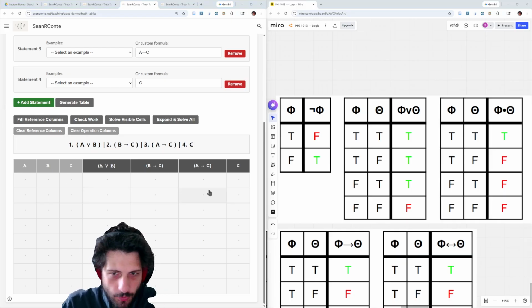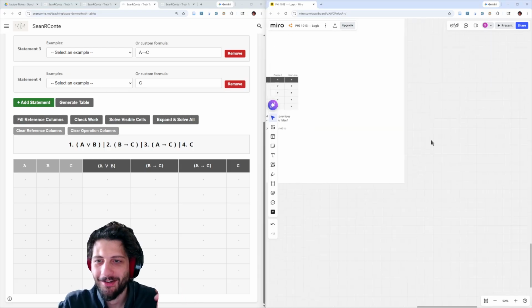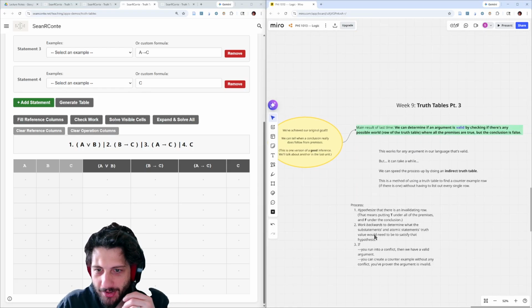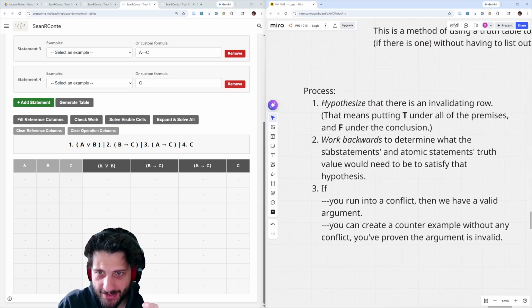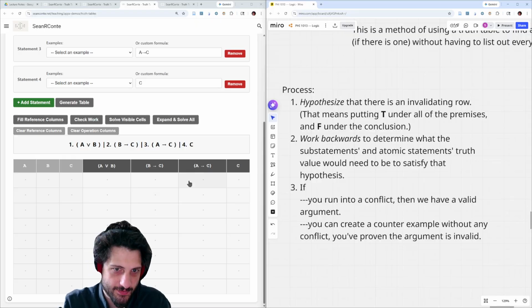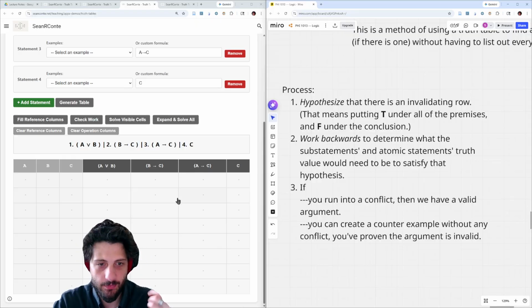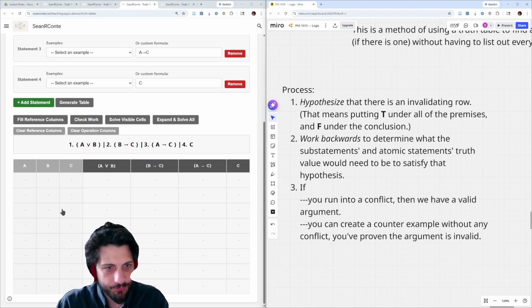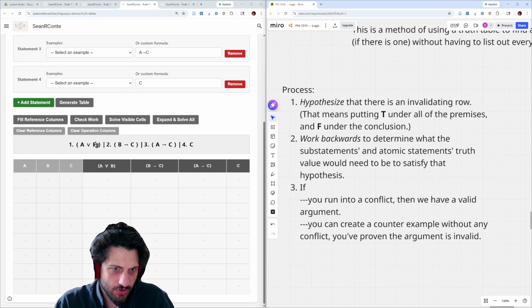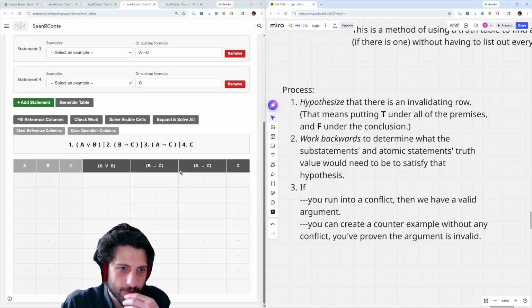So here's what we want to do. The same thing, right? We're going to jump in here and hypothesize that our premises are true and our conclusion is false. Then we're going to work backwards and see, did we run into a conflict? Reading the argument intuitively, we're saying either A or B is true, and B leads to C, and A leads to C, so therefore we should be able to get C. So we might intuitively think there's something going for this one.